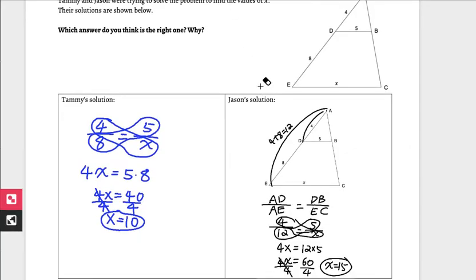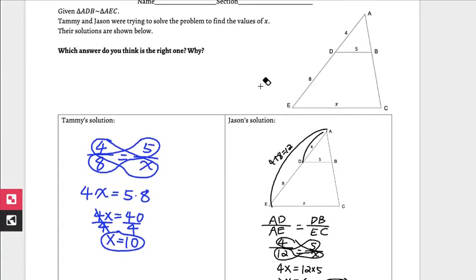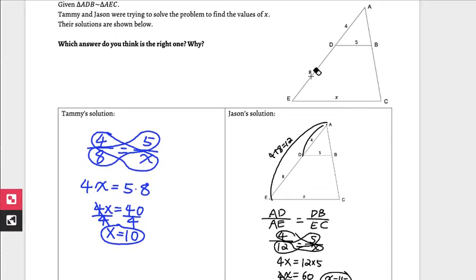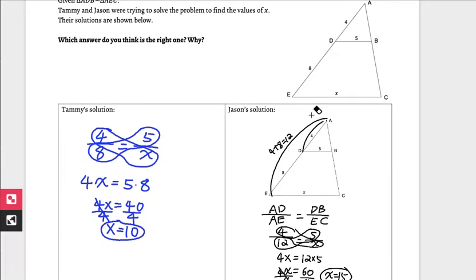Okay, so now let's check these two solutions here. I'm going to keep the picture on the top so it's easy for you to see. As you can see, Tammy's solution is, since the two triangles are similar, she just sets up the ratio 4 over 8, 5 over x. So it's like a smaller matching to the bigger one. And finally, Tammy used cross multiplication and got 10.